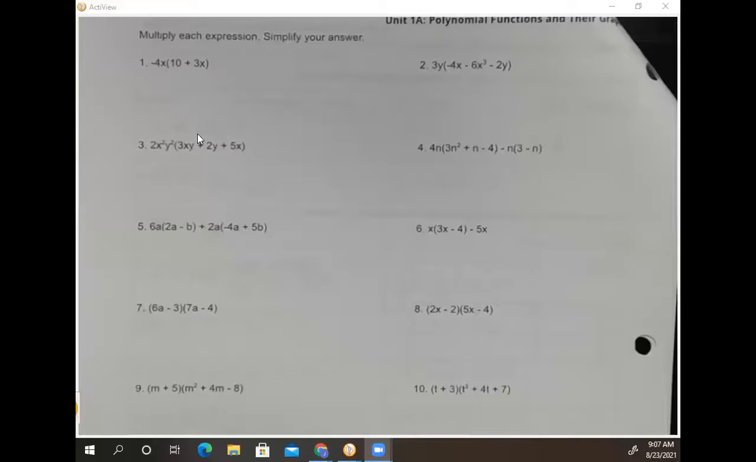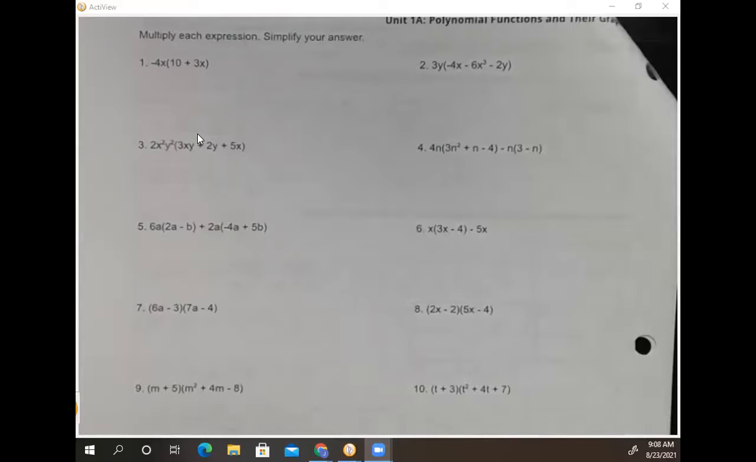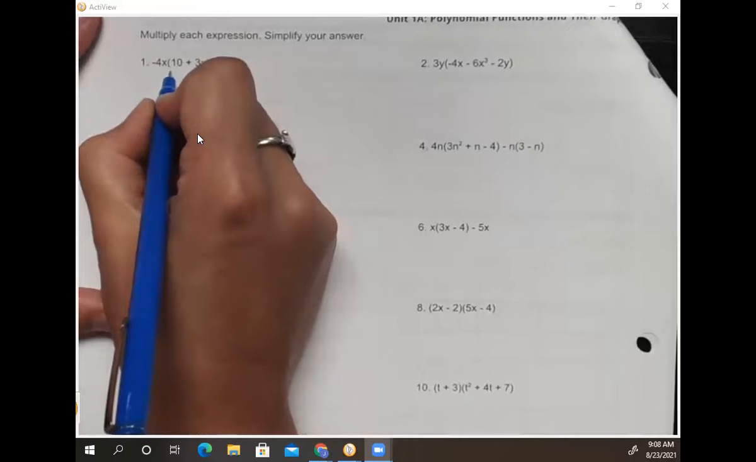Okay, so we're going to be on page 4, and we're going to take a look at multiplying or some distribution problems. Now, this is stuff you guys have seen before. You did distribution in Algebra 1, but we are going to just do a refresher here together over some of these problems, just to make sure we're all on the same page, okay?